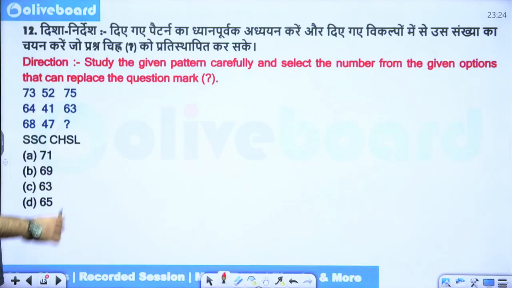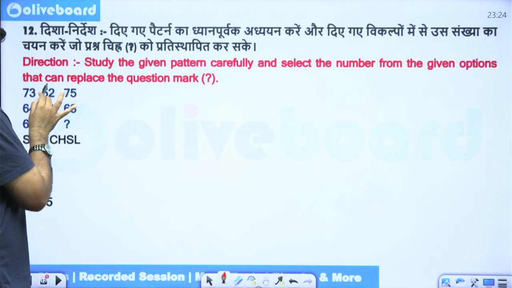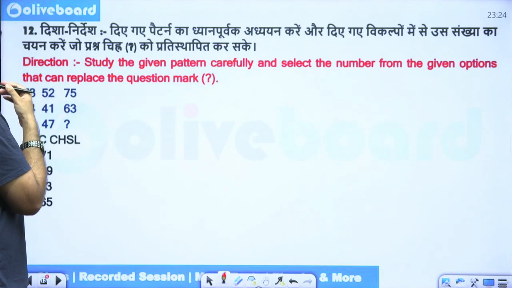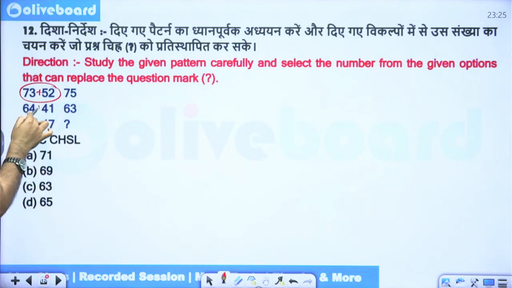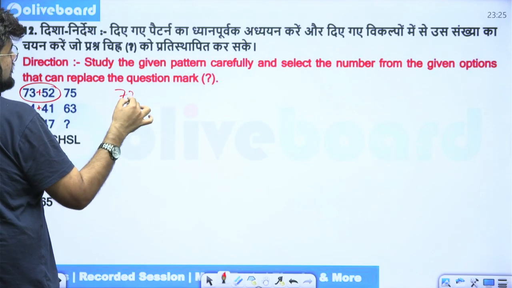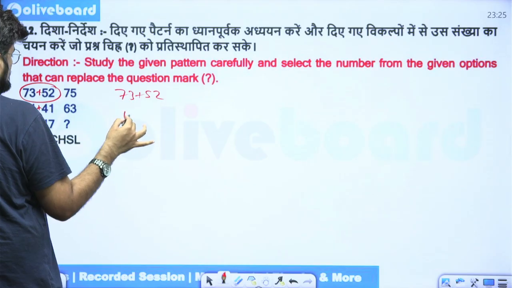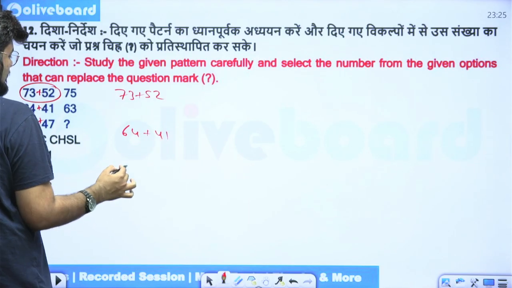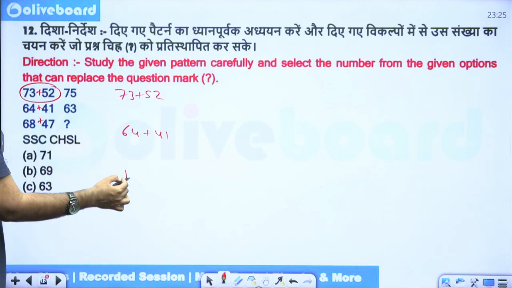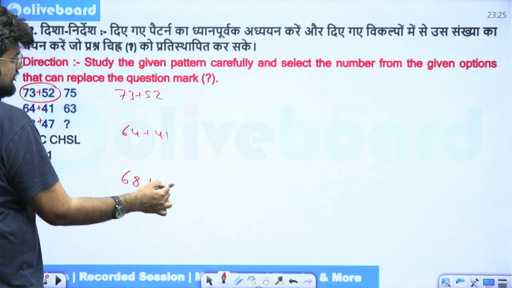73 plus 75, that is 148. 52 plus 75 is 127. 73 plus 52 is 125. Yeah, that works better. So add these two. 73 plus 52 is 125. 64 plus 41 is 105. And 68 plus 47 is 115. That means they are all multiples of 5.